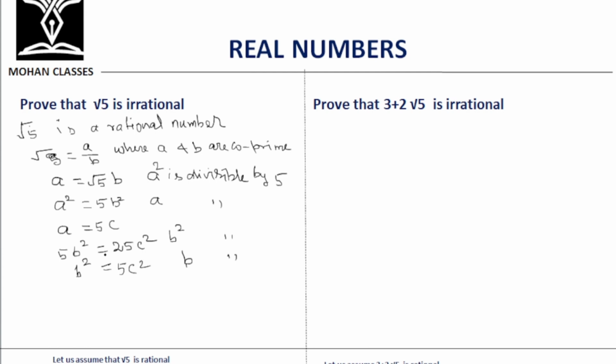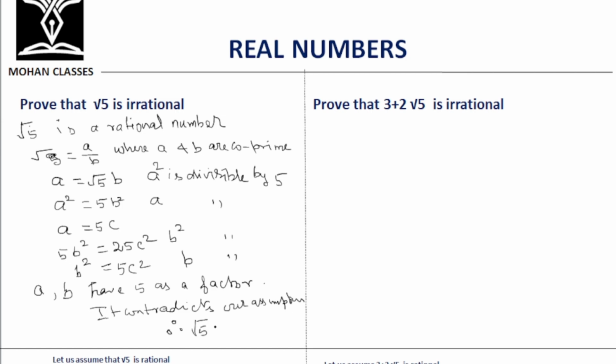Here A and B are co-prime, so they should have only 1 as the HCF. But here 5 is also a factor. A and B have 5 as a factor, so it contradicts our assumption. Therefore, root 5 is irrational.